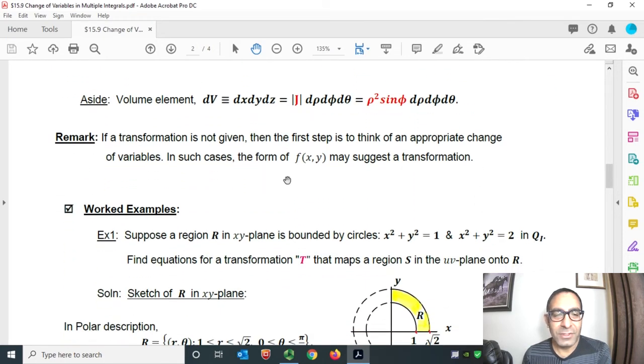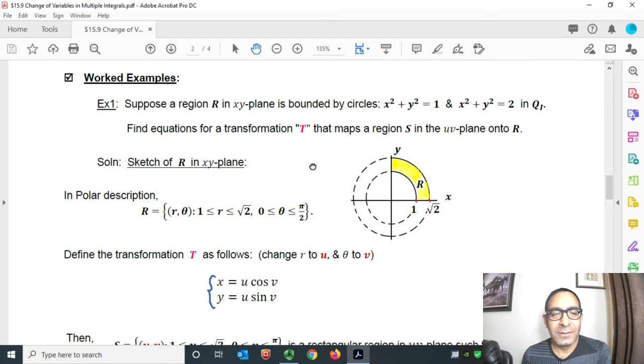Quick remark. If a transformation is not given, then the first step is to think of an appropriate change of variables. In such cases, the form of the given functions may suggest a transformation. Now, let's do some examples.